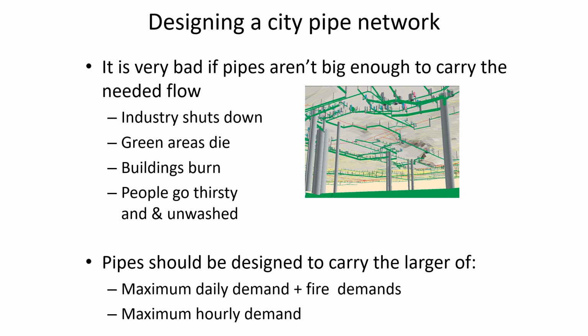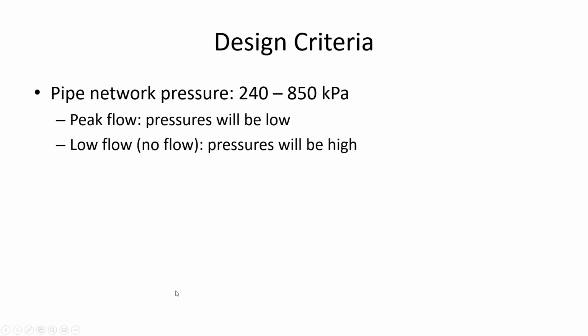And the pipes need to be big enough to carry your design flow rate, which for each location you've either, if it's one of the external flows, you went through the process of determining what the external flows are. If it's the internal areas, then it has to be the maximum hourly demand or maximum daily plus fire. And what we're going to assume is our acceptable range of pressures is from 240 to 850 kilopascals.